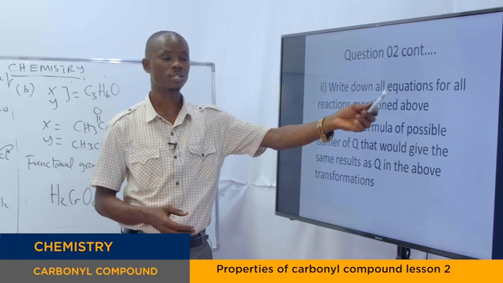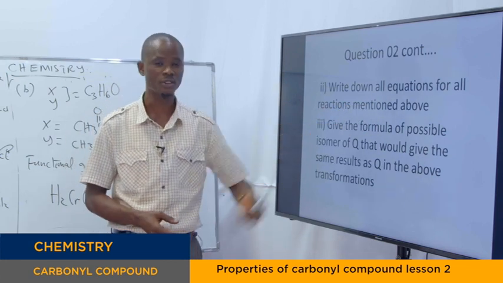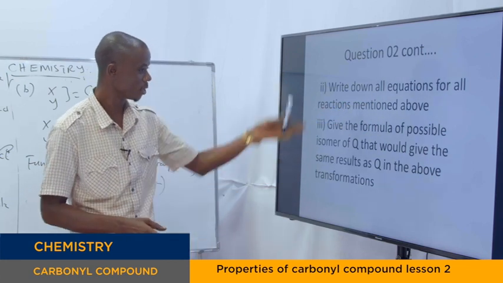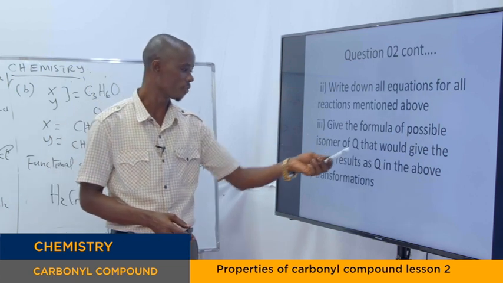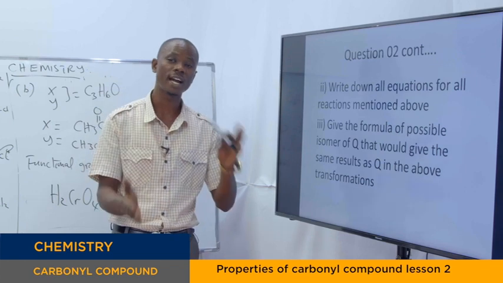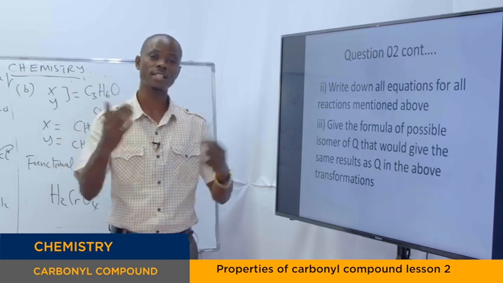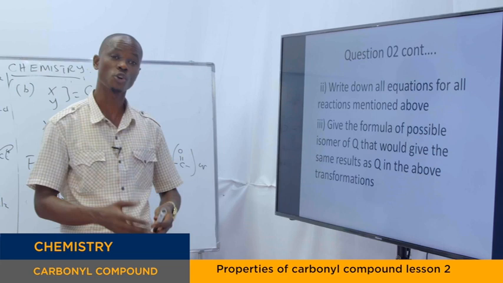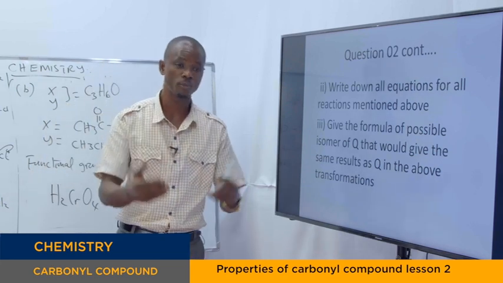Write down all equation for reactions mentioned above. So you can write the chemical equations. And the other one gives the formula of the possible isomer of Q that would give the same results. Ketones and aldehyde are isomers to each other. So that is how I can guide you through that equation. So you can write it and try to do it by yourself.